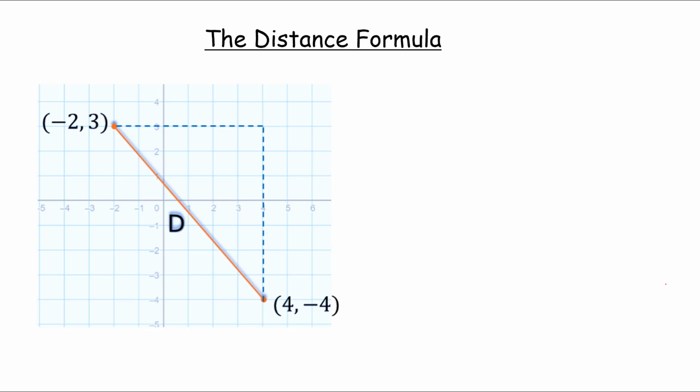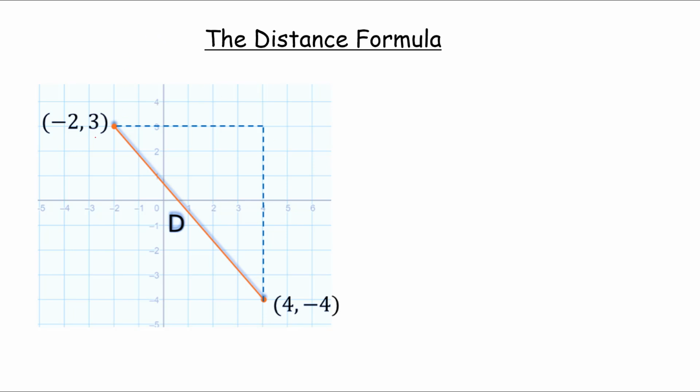Okay, the distance formula. Remember that we can use the Pythagorean theorem to find the distance between any 2 points. What we have to do is draw a horizontal line from the horizontal location of the first point to the horizontal location of the second point, and then a vertical line from the vertical location of the first point to the vertical location of the second point, and then we can count the number of units that are the sides of the right triangle.